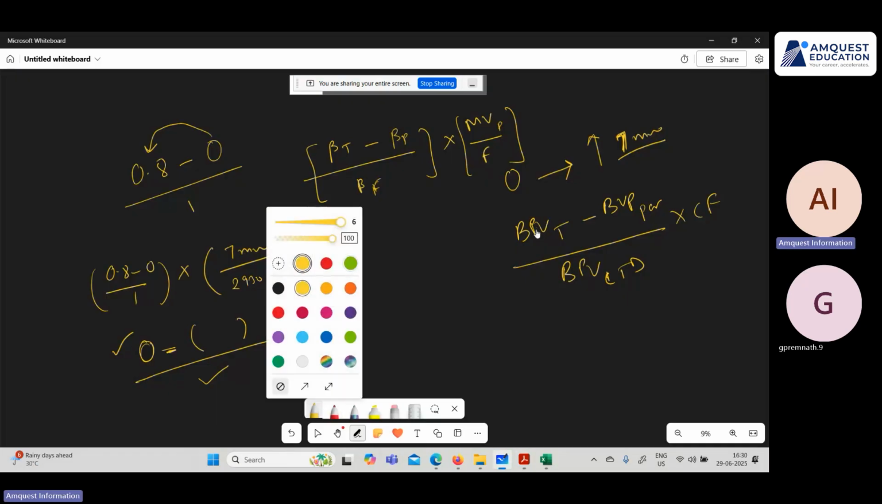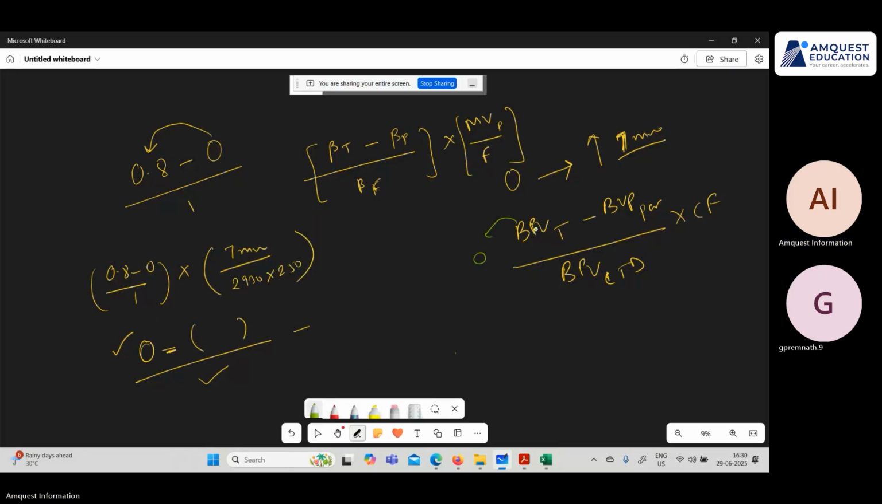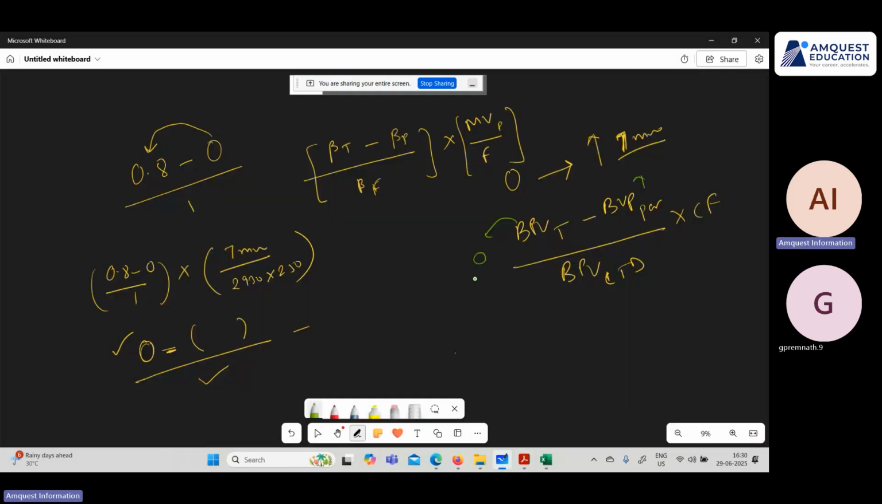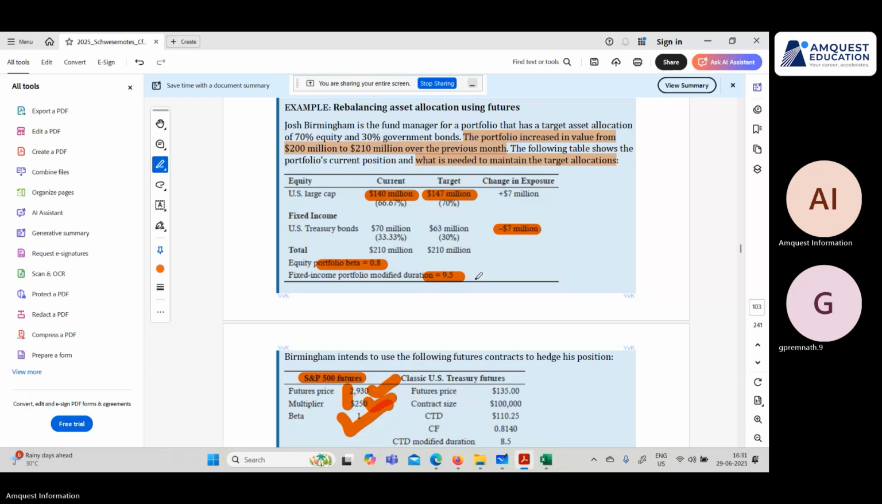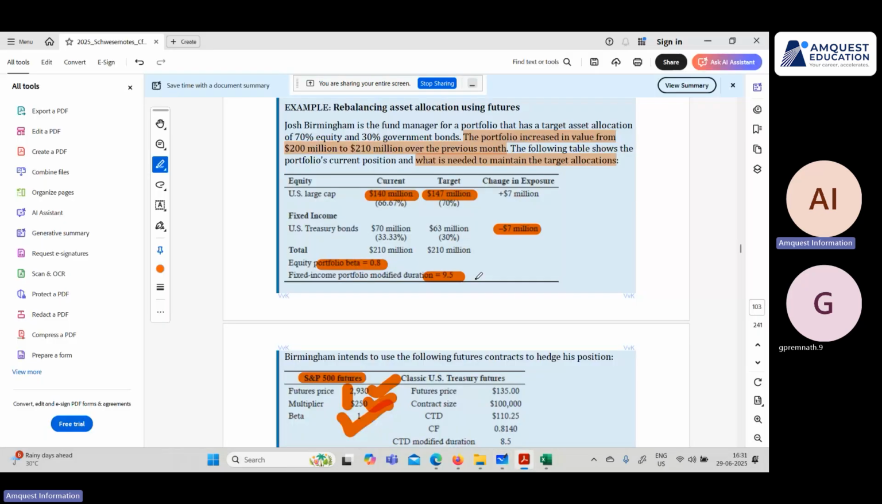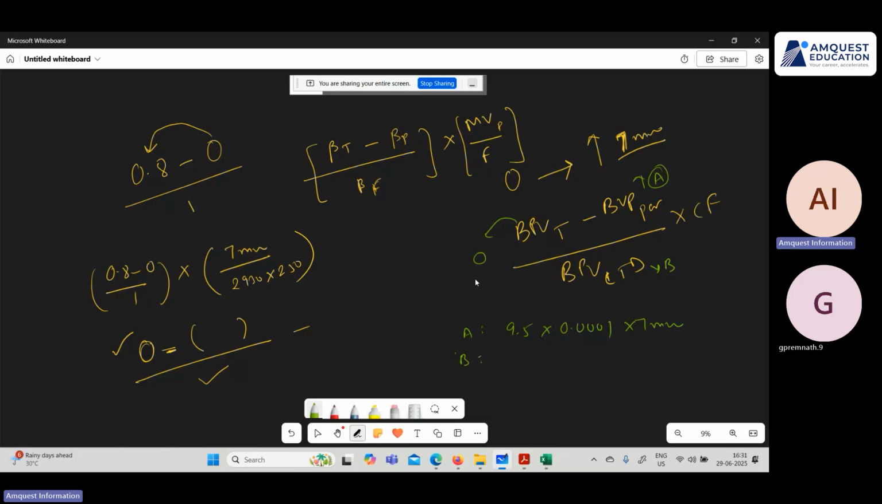So this effectively is going to be 0 in this case. And this of the portfolio will be given by the modified duration of the portfolio. Is it given? Yeah. So I'm calling this A. A is given by 9.5 multiplied by 0.0001, because it's 1 bip, multiplied by the value we're looking at, which is 7 million. And let me call this B. For the calculation of B, do we have the modified duration of the CTD? Yeah, it's given, 8.5 multiplied by 0.0001.